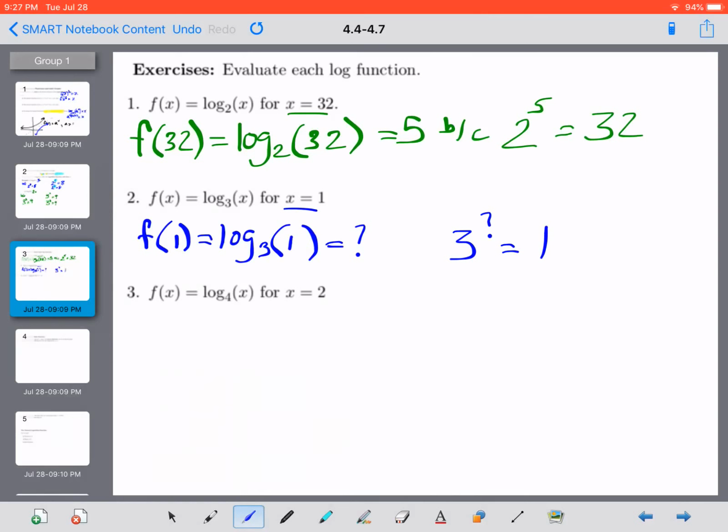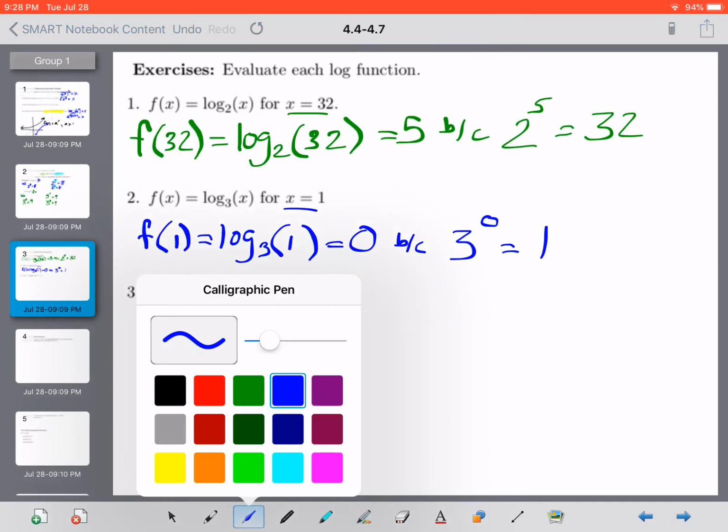Actually, there's only one solution that will work here, and that would be 3 to the 0 power. Right? Any non-zero number to the 0 power is equal to 1, and so that exponent that we're looking for is 0. So f of 1 is going to be equal to 0 because 3 to the 0 power is equal to 1. Alright, let's try one more example.